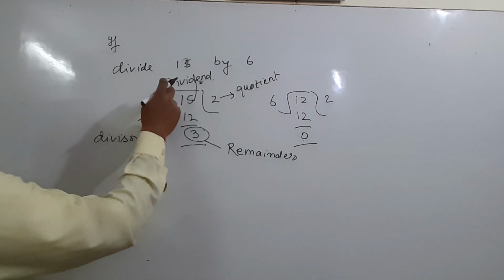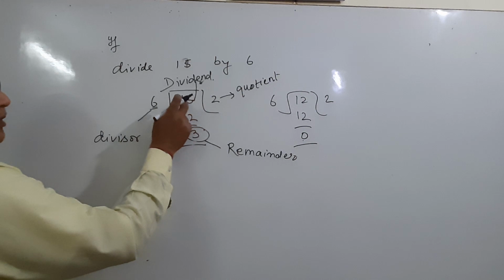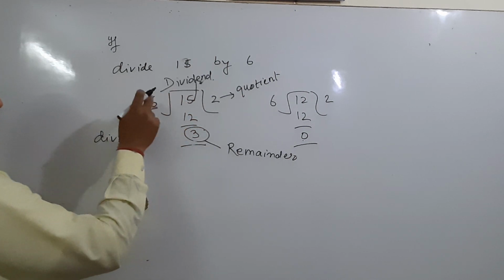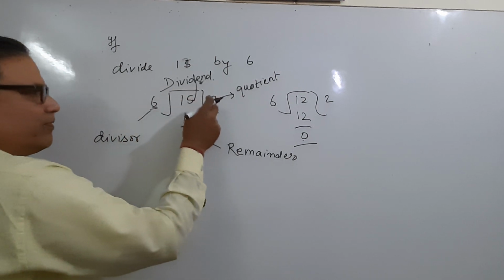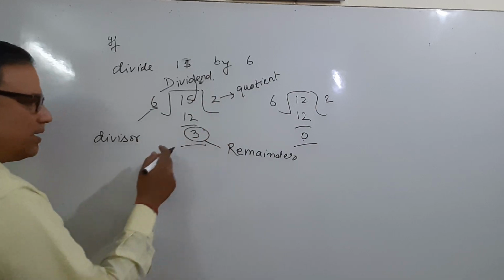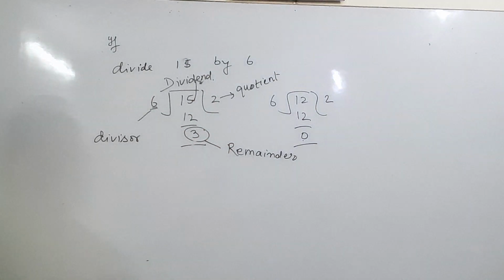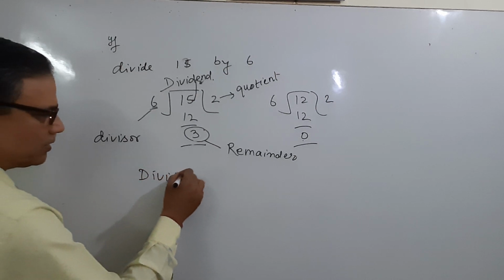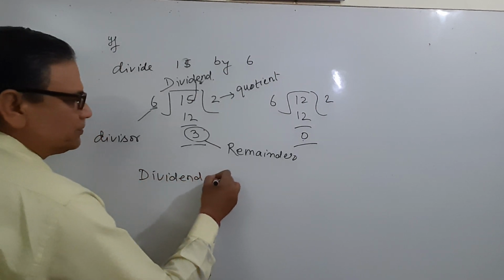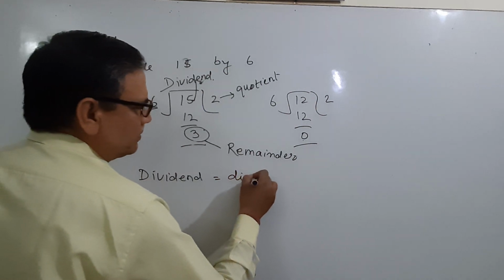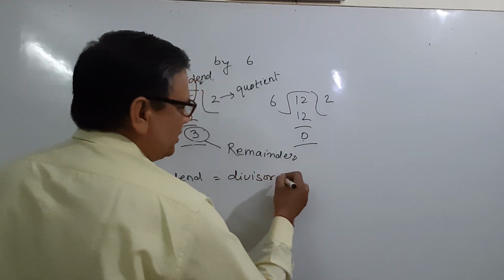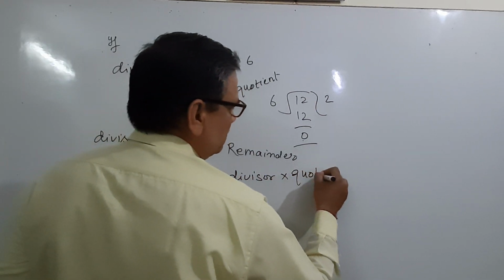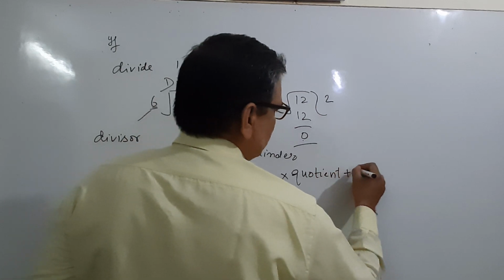Then we know that 15 is the dividend, and when divided by the divisor we obtain the quotient and the remainder. Then we can apply verification. What? Dividend is equal to divisor multiplied by quotient plus remainder.